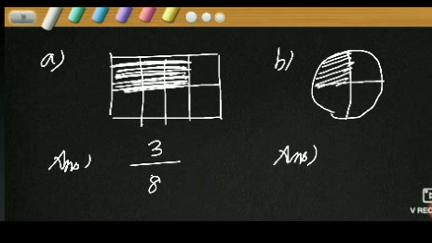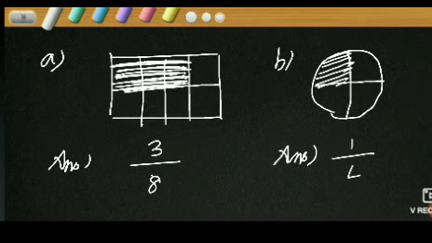So what is the fraction for this? Can you say? Yeah, part by whole. How many parts are shaded here? Only one part is shaded here. As a whole, how many parts are there? 4 parts are there. So the fraction is what? 1 by 4, isn't it?